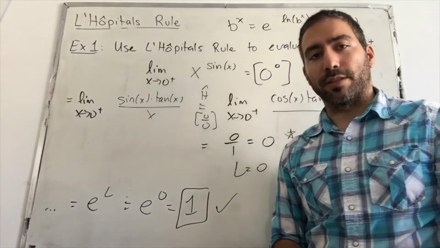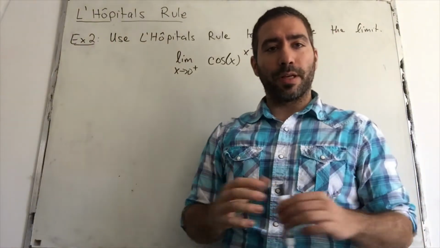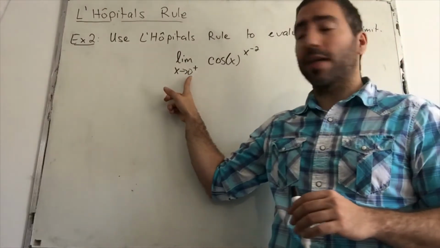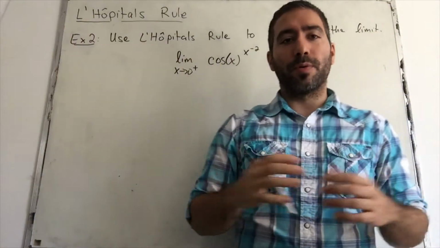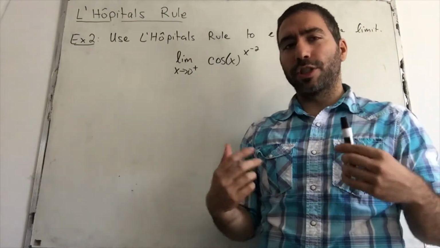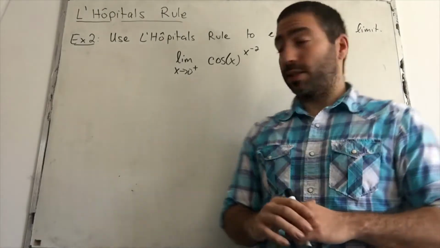Okay, let's keep practicing. So in this next example, example number 2, it says to use L'Hopital's rule to evaluate the limit, and the limit that's given is the limit as x tends to 0 from the positive side of cos of x to the exponent x to the negative 2. So pause the video, try to solve this on your own. Again, watching someone else do math doesn't help you improve. You really have to sit down, do the work, practice the problems, okay?